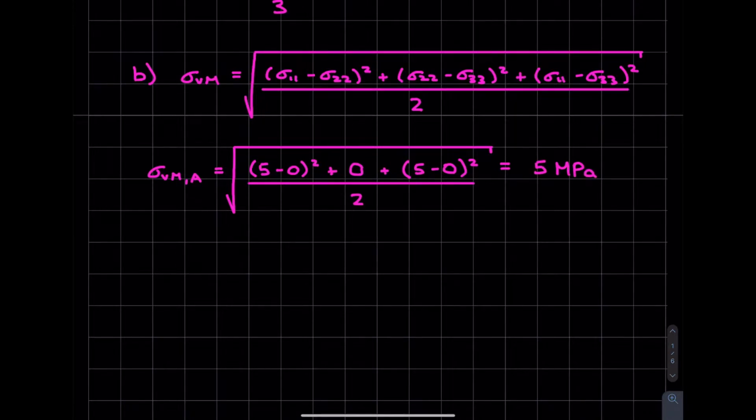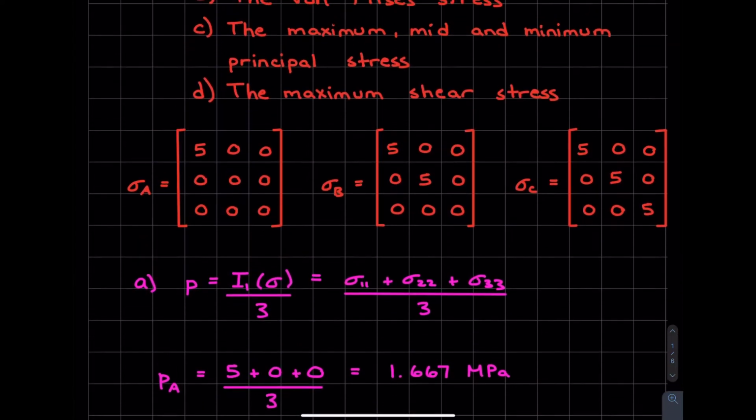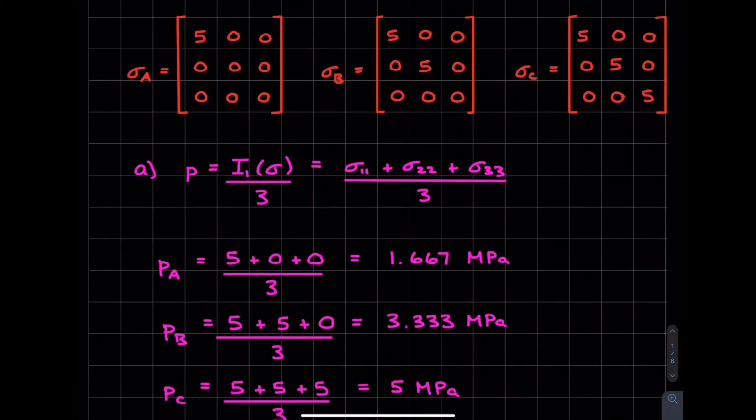Now let's talk about this really quick, because this is actually something very interesting. Remember, the goal of the von Mises stress is to convert a triaxial stress state into an equivalent uniaxial stress state.